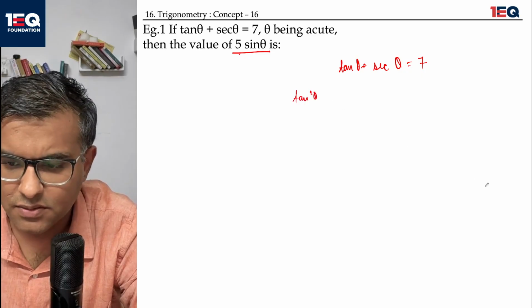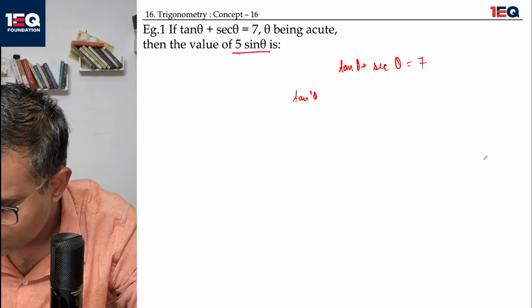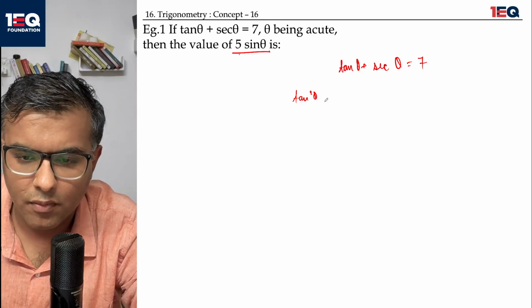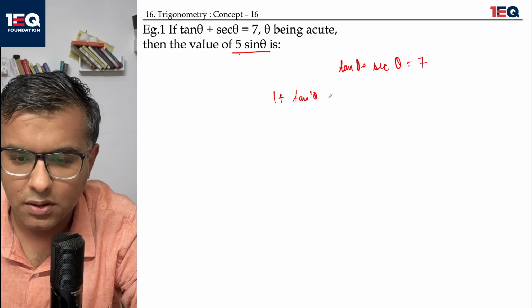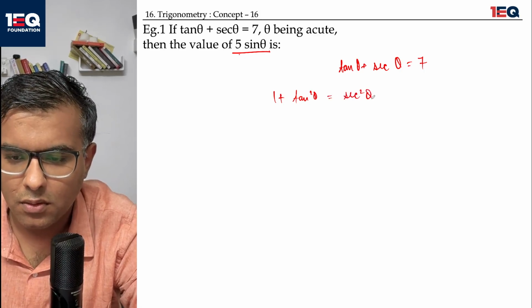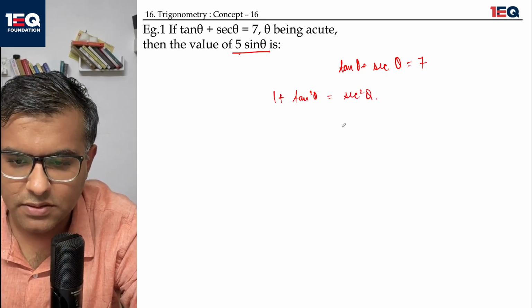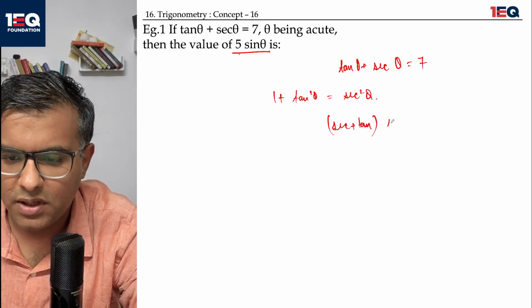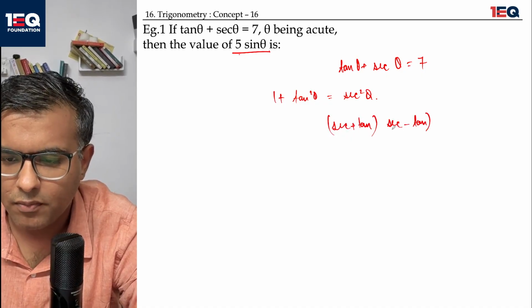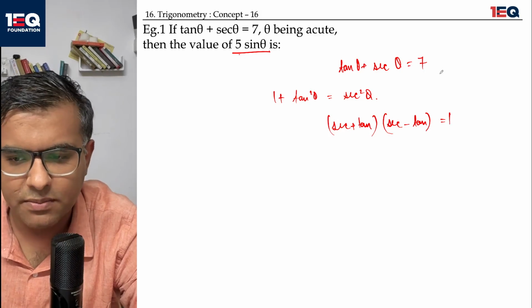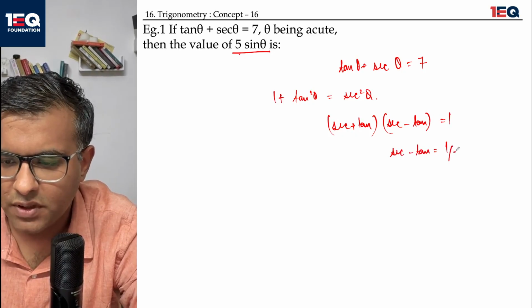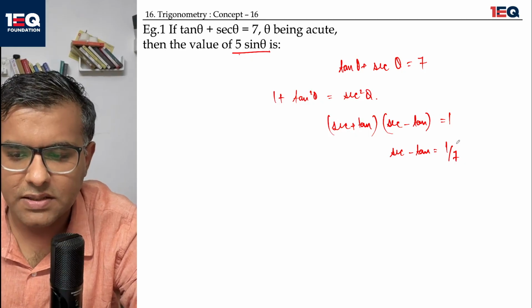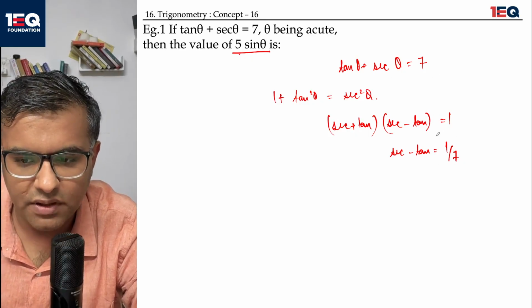sec square theta minus tan square theta is equal to 1, or 1 plus tan square theta is equal to sec square theta. I'll make it sec square minus tan square theta, which can be sec plus tan multiplied by sec minus tan, that is equal to 1. I have sec plus tan equal to 7. That means sec minus tan is equal to 1 over 7.